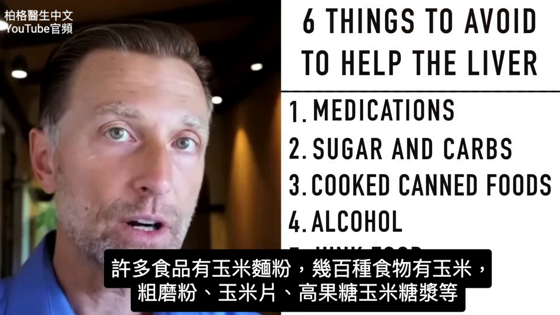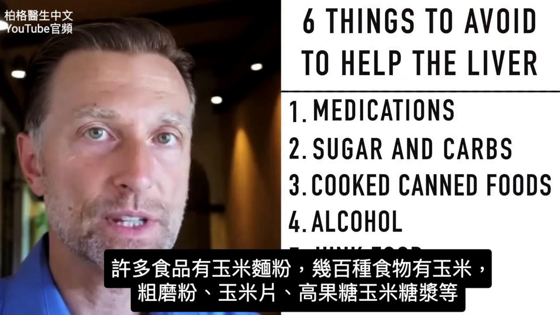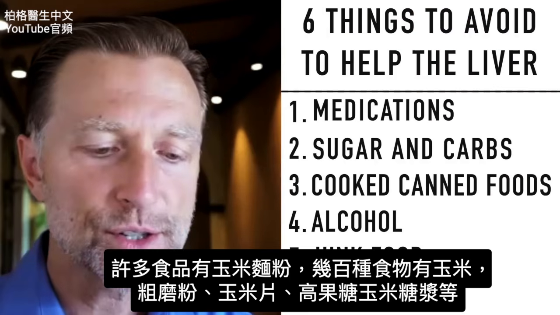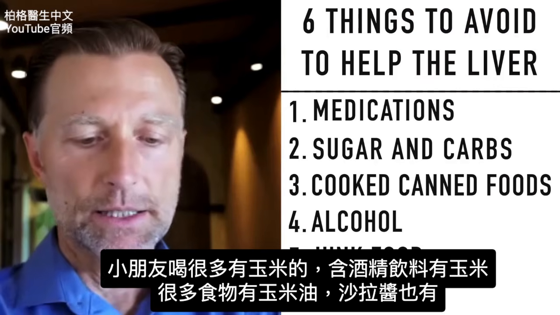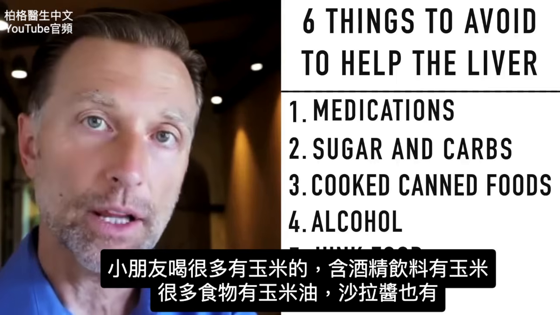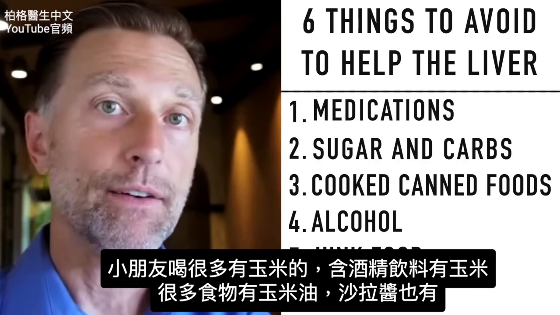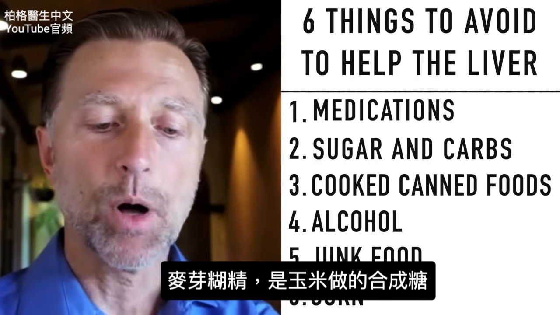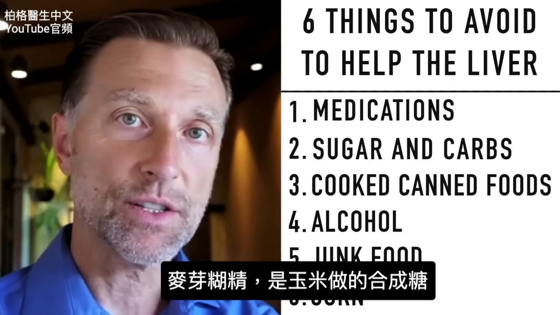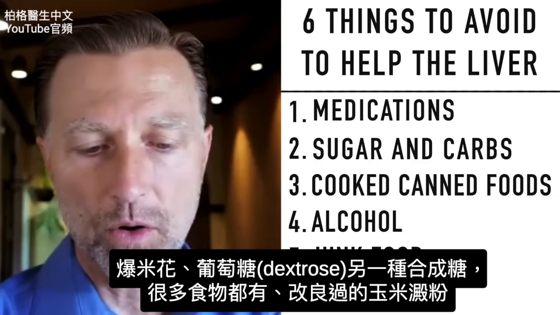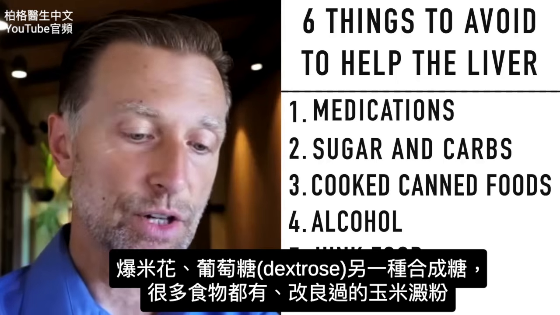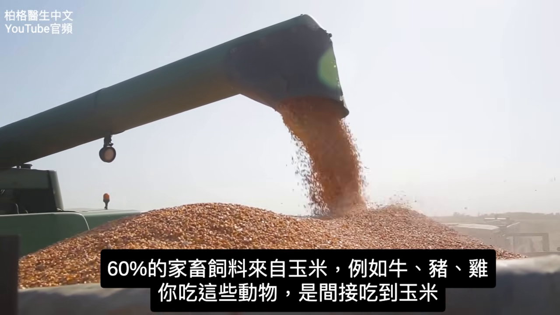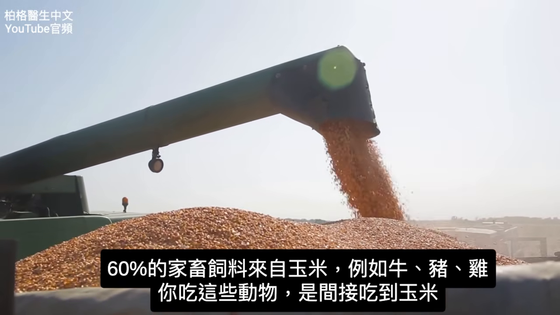But we have corn flour in different products. I mean, there's literally hundreds of foods that have corn in them. Grits, corn chips, high fructose corn syrup. Kids are just drinking tons of corn. Certain alcoholic beverages are made from corn. You have corn oil that's in a lot of different foods, as well as your salad dressing. Maltodextrin, which is a synthetic sugar, is usually from corn. You have popcorn, you have dextrose, which is another synthetic sugar, which is in a lot of different foods, modified corn starch. And then you also have 60% of the feeds to livestock are made from corn.